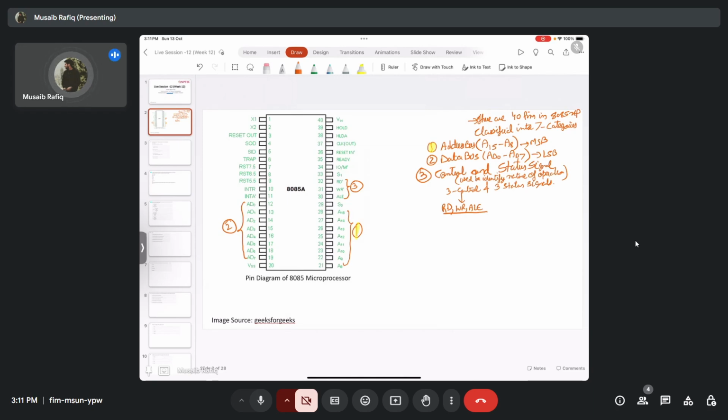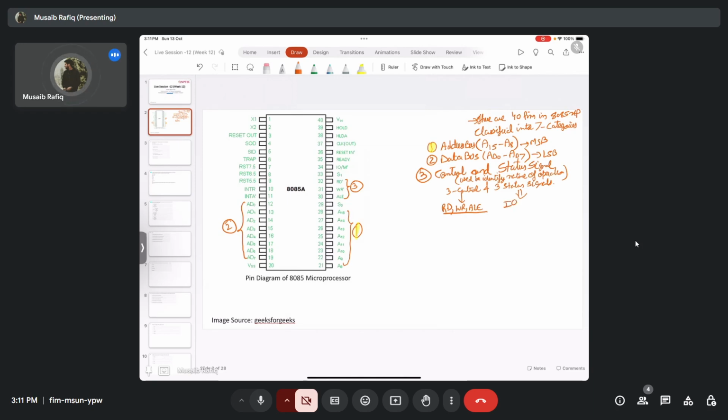ALE is a positive going pulse generated when a new operation is started by the microprocessor. When the pulse goes high, it indicates address. When the pulse goes down, it indicates data. And apart from that, we have three status signals.